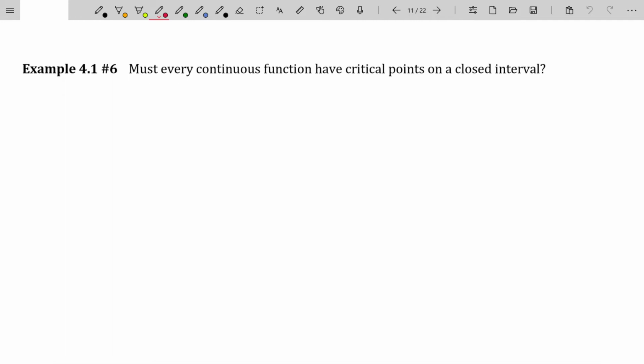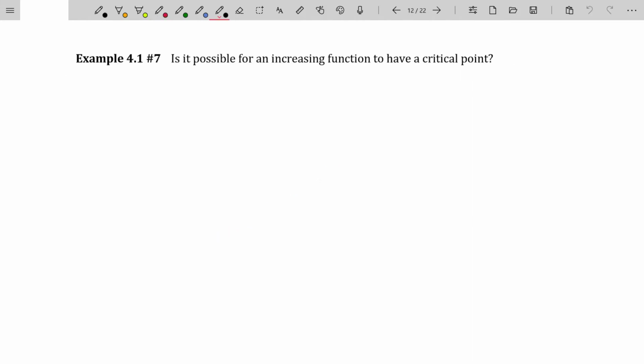So it is not true that every continuous function has a critical point, because you could just look at this. There's a closed interval, and I have a function that is differentiable the entire time, and its derivative is never 0. So there you go. There's a continuous function that doesn't have critical points on a closed interval, according to my definition.